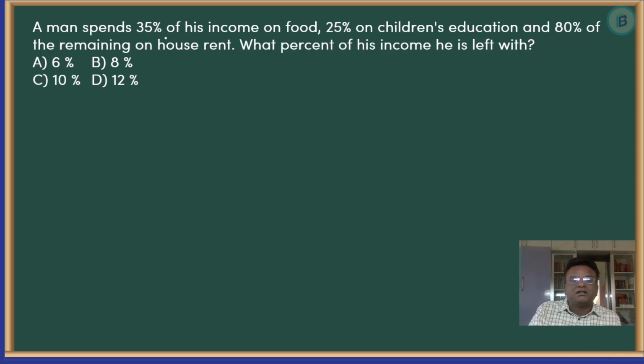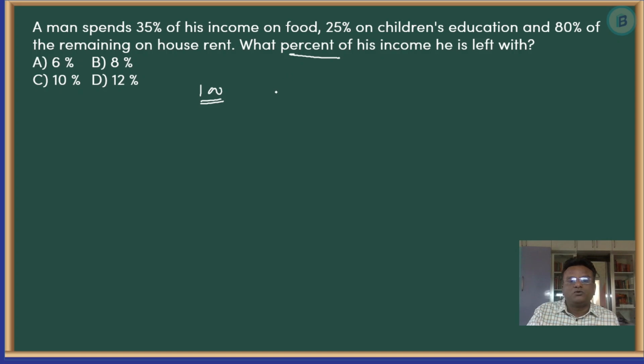A man spends 35% of his income on food, 25% on children's education, and 80% of the remaining. So what you need to remember in percentage related questions is what value and what base the percentage is given of, because sometimes that gets confusing and you may end up with the wrong answer. So see this question carefully. A man spent 35% of his income. So let us assume that his income was 100 rupees, because we have not been given any specific value, and the answer is also asked in percentages. So we can always consider 100 as the income.